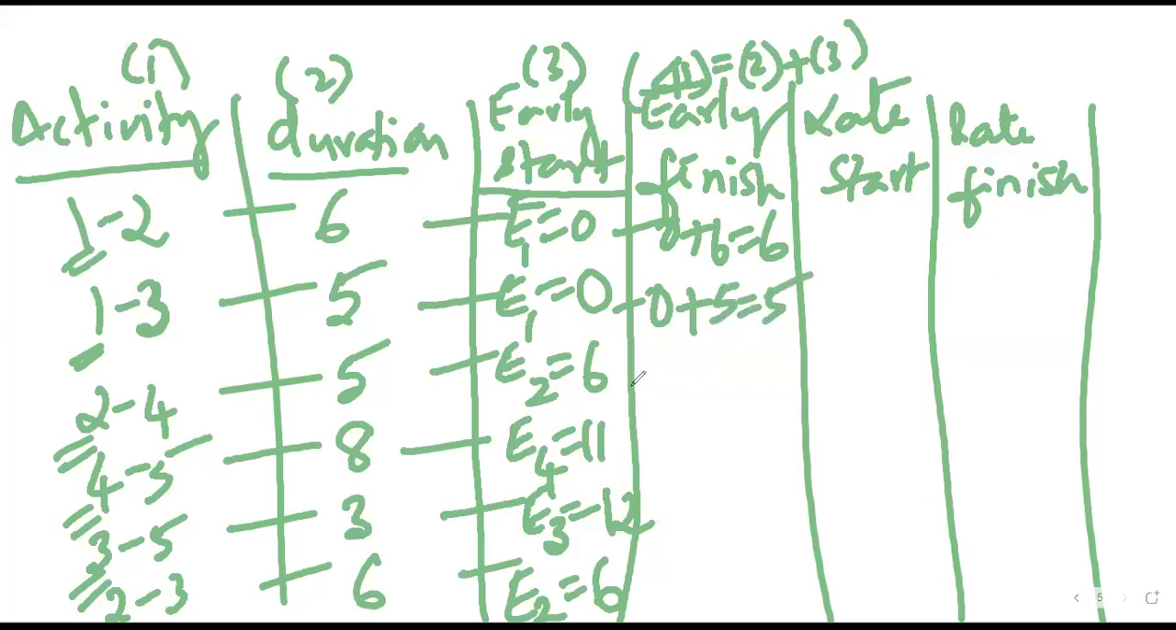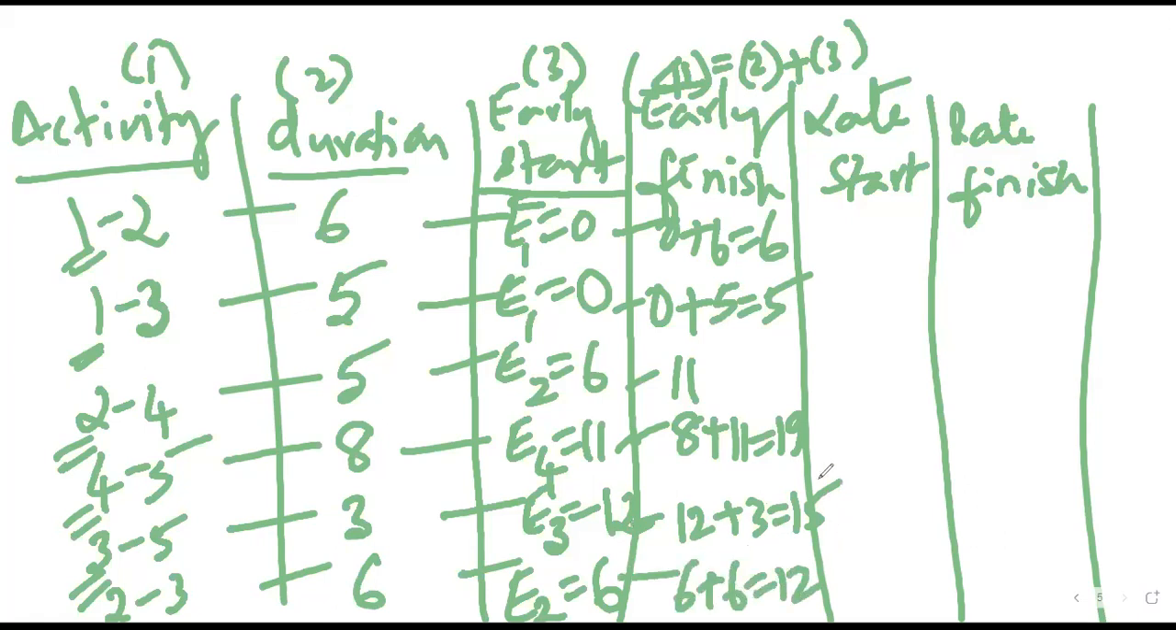Next. 0 plus 5 is 5. Next. 5 plus 6 is 11. That's right. Next. 8 plus 11 is 19. Correct. Next. 3 plus 12 is 15. That's right. Next. 6 plus 6, 12. That's right. Now, should we first write late start or late finish?